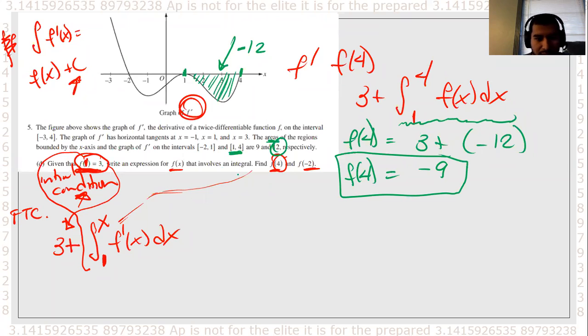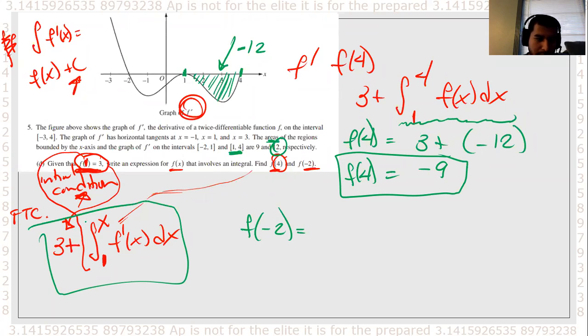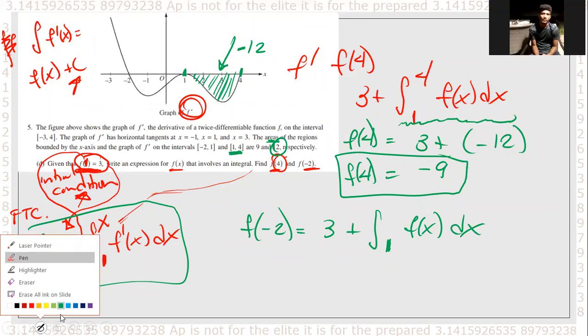They're not saying to justify anything, but this is pretty much it. And then I'll say f of negative 2. I'll give you a couple seconds to try that one out. Using the same equation, no matter what, the initial condition plus the value: 3 plus the integral from 1. 3 plus negative 9 equals negative 6.